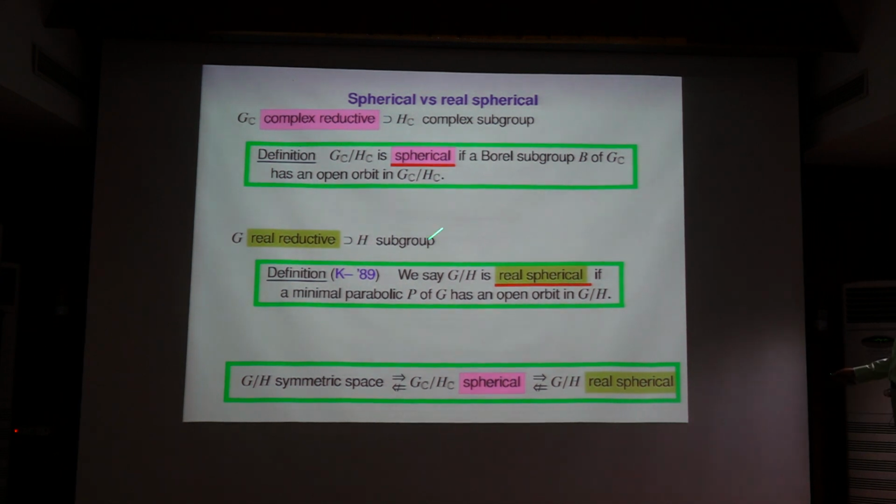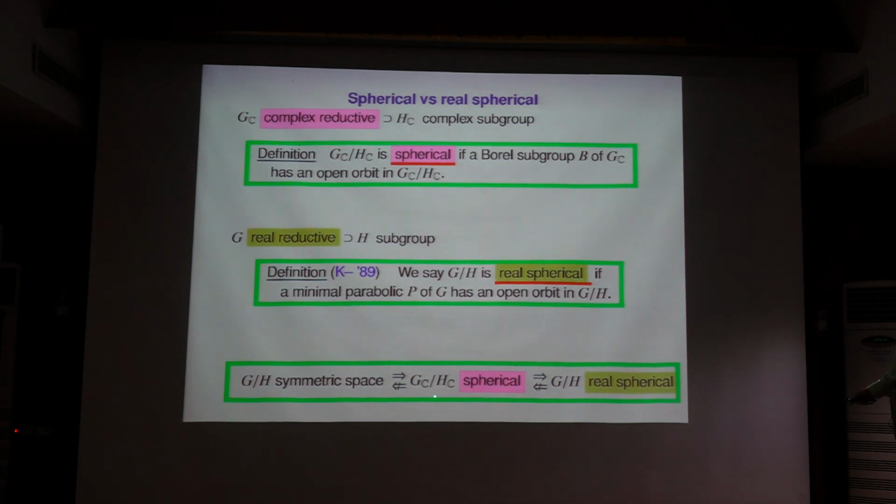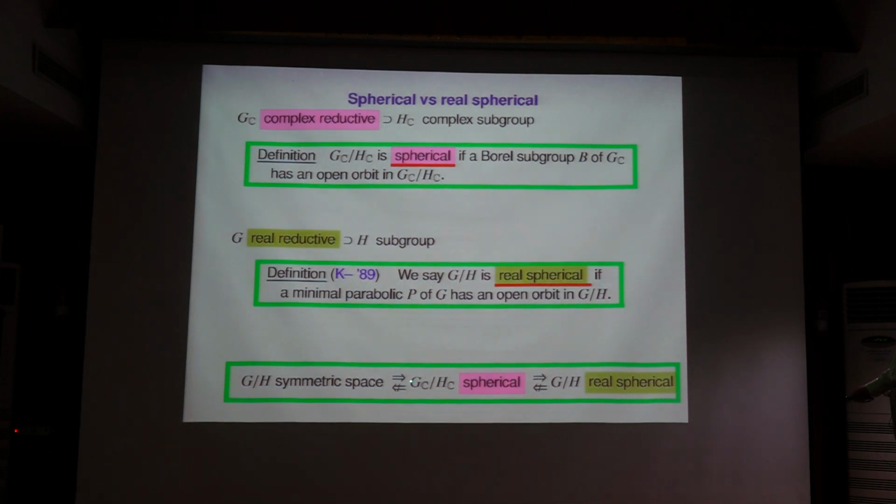And so here's a relation between them. For example, if Z mod H is a reductive symmetric space, then its compactification is spherical, and this is a restatement of the theorem of Jo and Wolf. And if we take any real form of a spherical space, then this is real spherical. But the converse statement is not true.